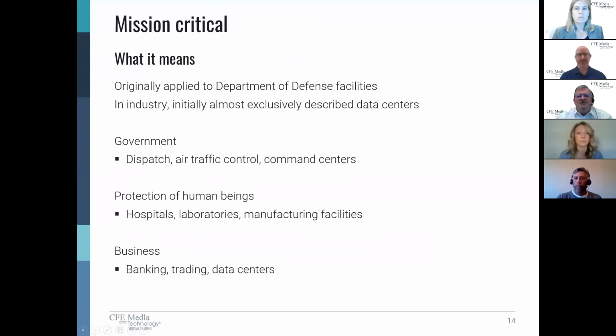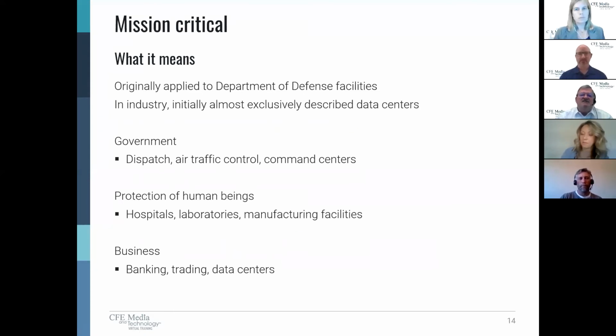We're going to talk about the term mission critical and what it means and how it got into the facilities industry. It originally applied to Department of Defense facilities and came into real use there in the late 90s. Like a lot of terms, it migrated from DoD to the building industry. And when it first entered the industry, it was initially almost always used to describe data centers, to the point where mission critical and data centers were practically synonymous.